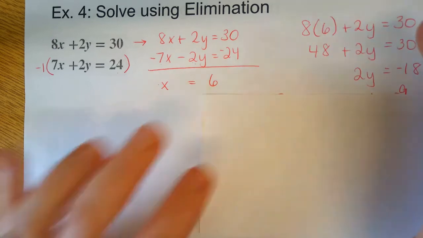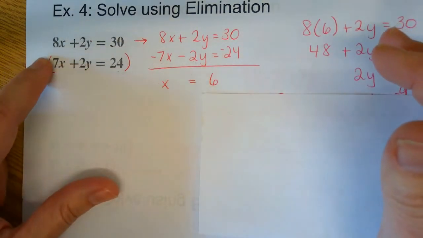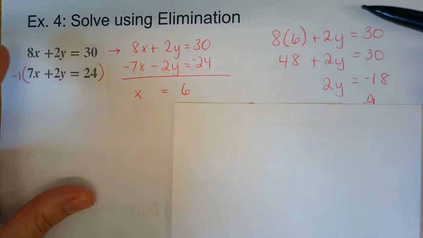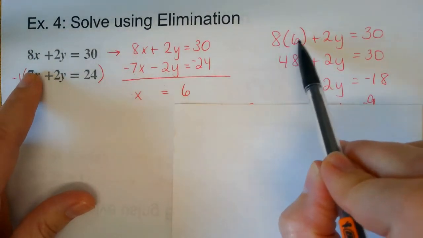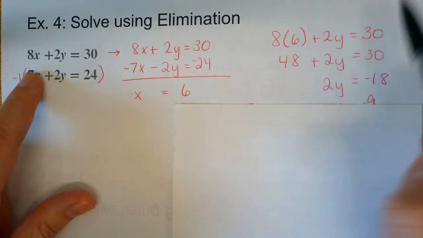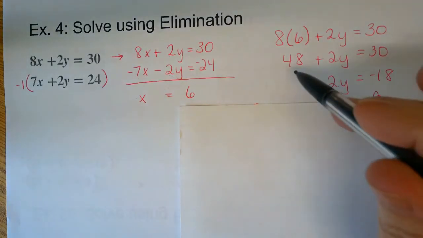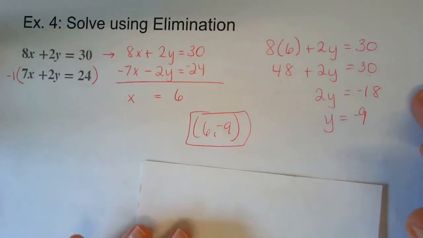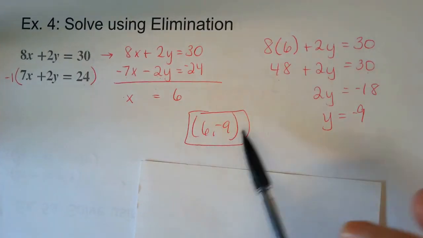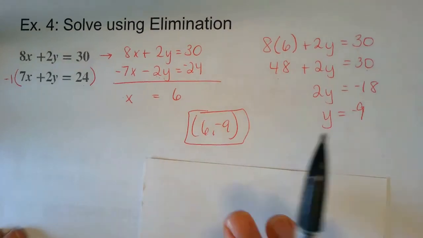Just like substitution, you're going to plug it back in to find your y variable. You can pick either equation. I went ahead and used the top one. So I put in 6 for x plus 2y equals 30. I then went ahead and solved. So multiply, subtract 48, divide by 2, and we found that y was -9. Finish by writing your answer as an ordered pair.